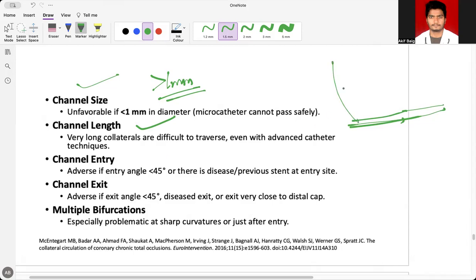Suppose this is the RCA, and this angle is less than 45 degrees, suppose a collateral arises like this, so the angle becomes less. If it is less than 45 degrees, crossing a wire from here and going in this direction becomes very difficult. If the angle is more than 45 degrees, then it becomes very suitable for that.